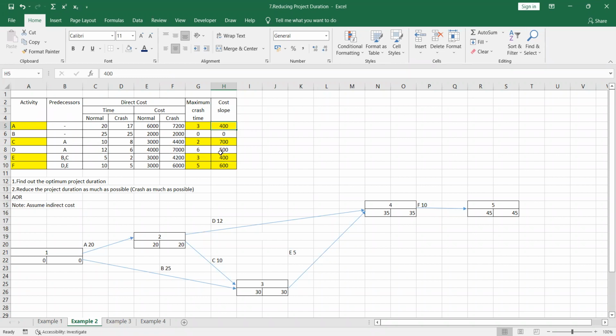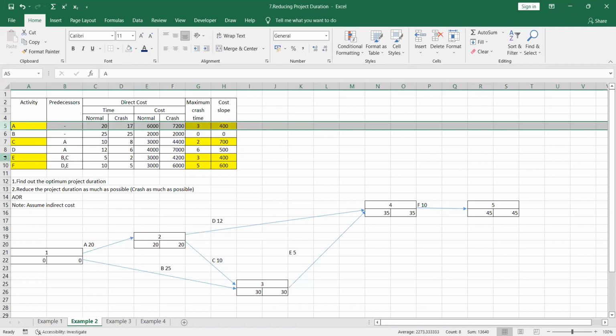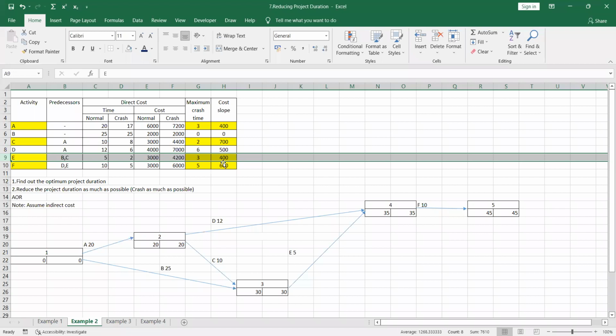So what is the next step that we are going to select? We check whether there is a 0 maximum crash time. According to this critical path, there is no 0 crash time. That means we can crash all these activities. So please make some note on this, right? And then we see which activity has the minimum cost slope. The minimum cost slope is for activity A and activity E. So we cannot crash both activity A and E now.